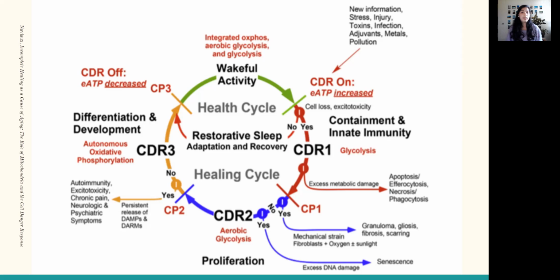You hit checkpoint 1 and you can either head into CDR2, which is the proliferation stage where aerobic glycolysis takes precedent for your metabolism, or if there is significant mechanical strain or excessive DNA damage, you can have scarring or granuloma, or your cells can go into senescence.